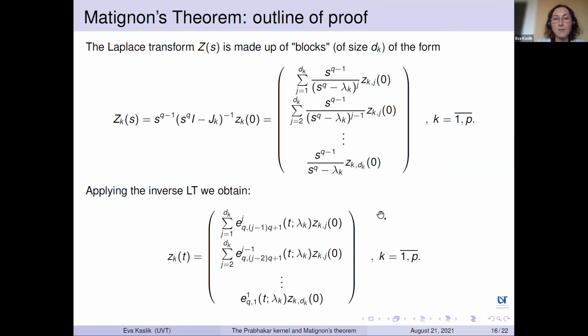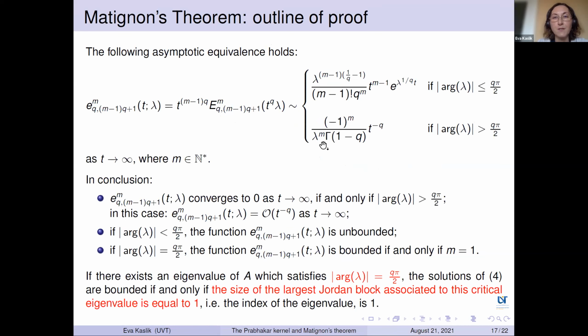And now we are nearly done, because we will consider the asymptotic behavior of all these Prabhakar kernels which appear in the representation of the solution. Based on the previous results that I have shown you in the earlier slides, we have this representation for the asymptotic behavior as t goes to infinity. And from here we can observe the following important things. First of all, if the absolute value of the argument of lambda is larger than q pi over 2, then obviously we have this term going to 0 as t goes to infinity, so we will obtain that our solution will converge to 0 if all eigenvalues satisfy this condition.